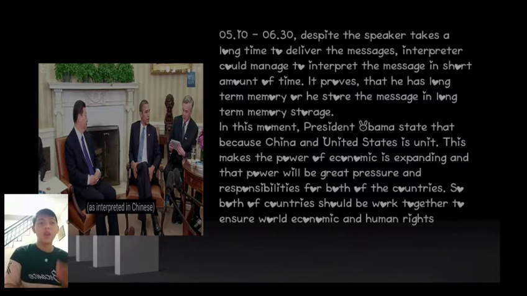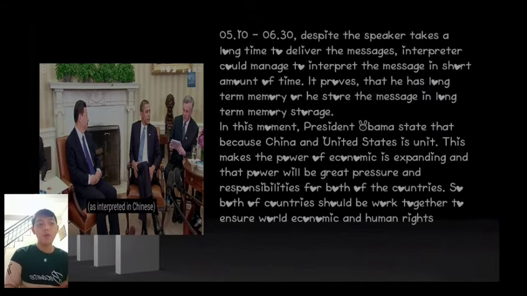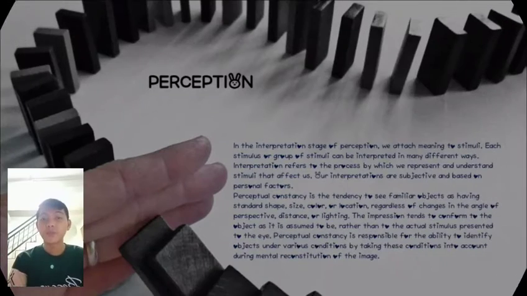In this moment, President Obama stated that because China and the United States are a unit, this makes the power of economics expand, and the power will bring great pressure and responsibilities for both of the countries. So both of the countries should work together to ensure both economic and human rights. And the next one is perception.